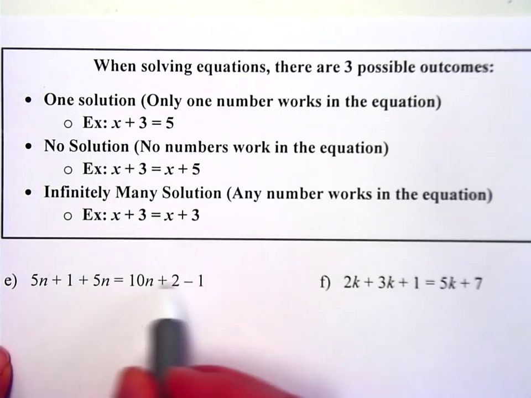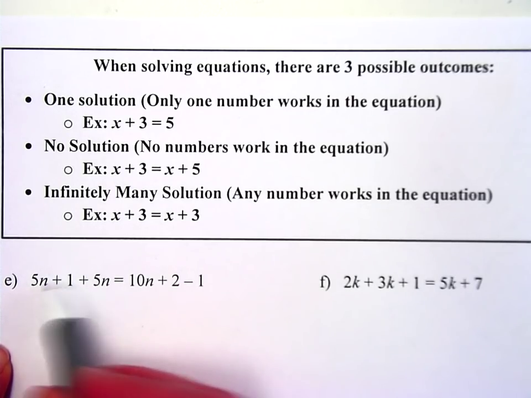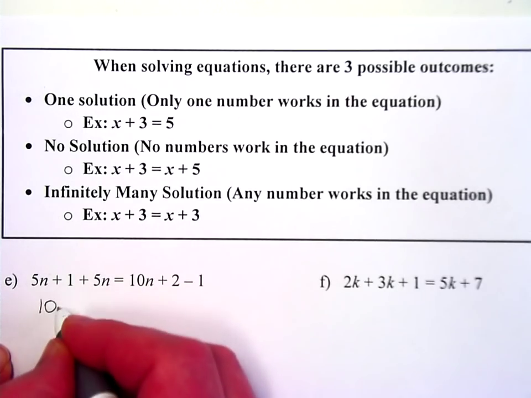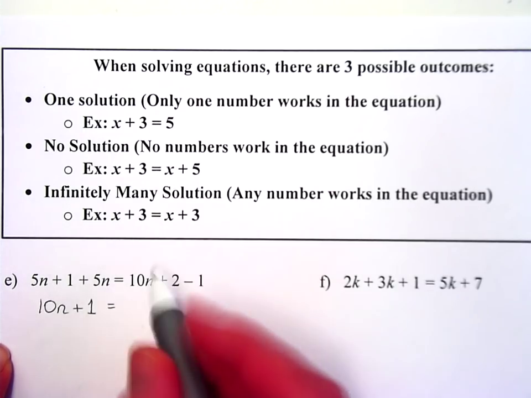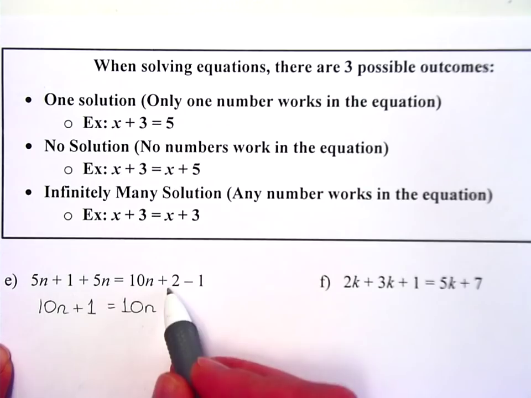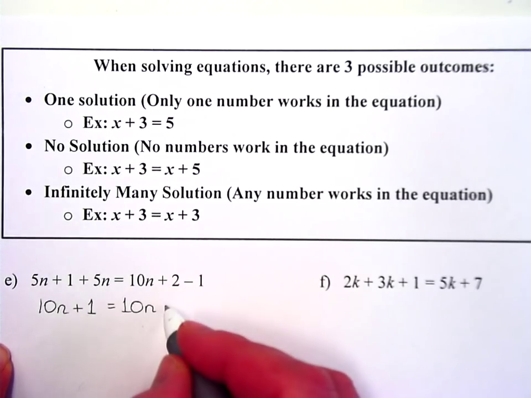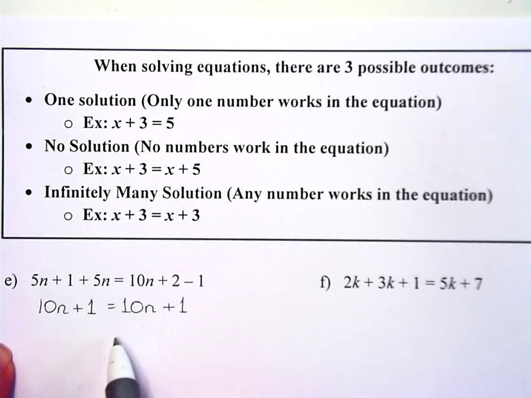So when we look at this equation here, we notice that we have three terms on the left side, which means we could simplify something. We could combine like terms, and here it is. 5n plus 5n will give us 10n, and then we still have plus 1. On the other side, I have 10n that I cannot combine with anything, but I have plus 2 and minus 1, which are just numbers. I can combine them. That would give us plus 1.